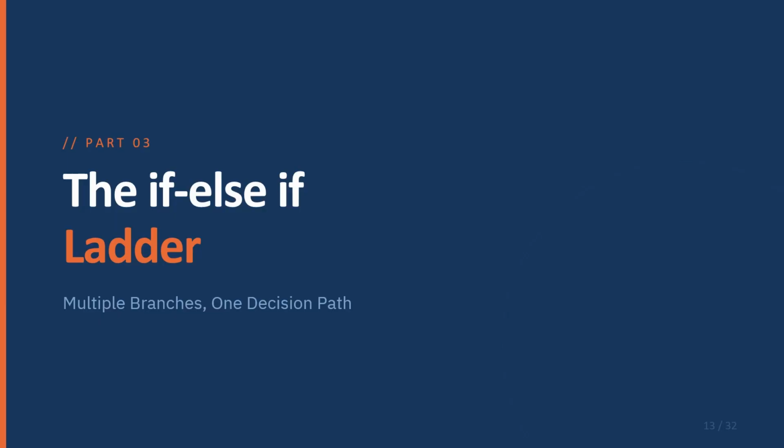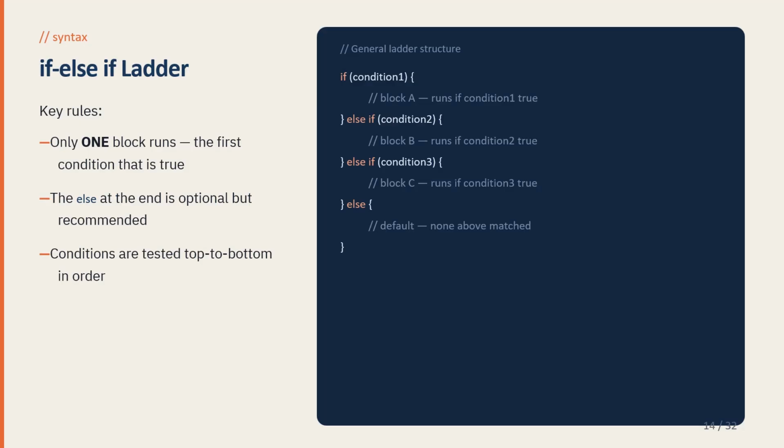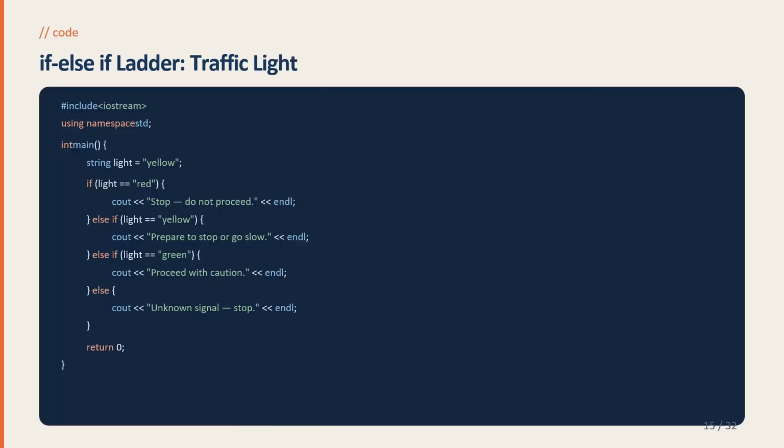Next comes the if else if ladder. When there are multiple possible outcomes, the if else if ladder is more suitable than nested conditions. It checks conditions one by one until the first true condition is found. Here let's see the ladder structure. The conditions are evaluated from top to bottom. Once a matching condition is found, the remaining conditions are skipped. Therefore, the order of conditions is very important here.